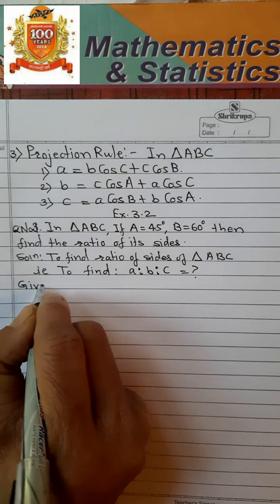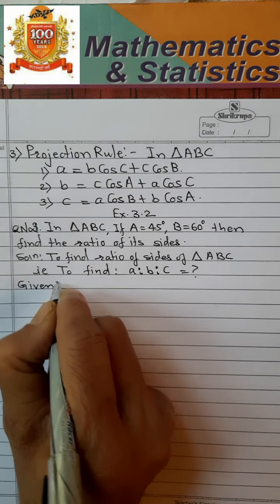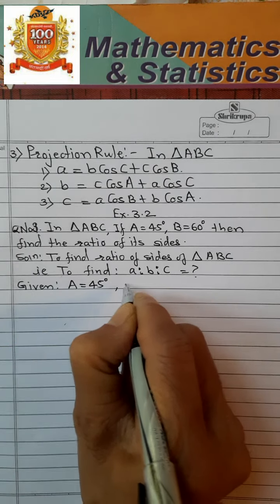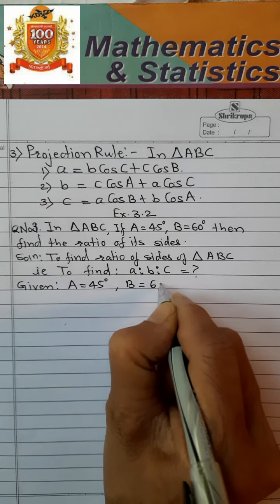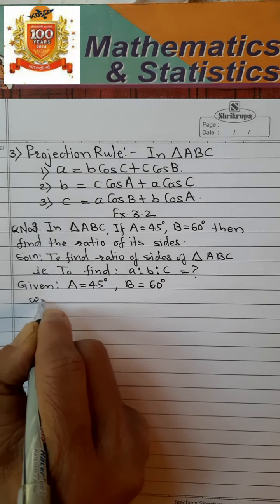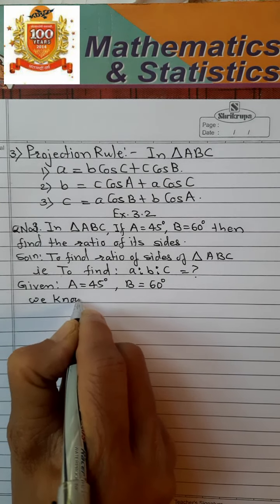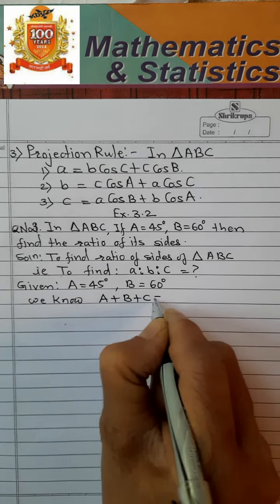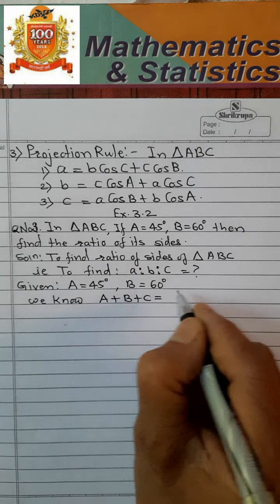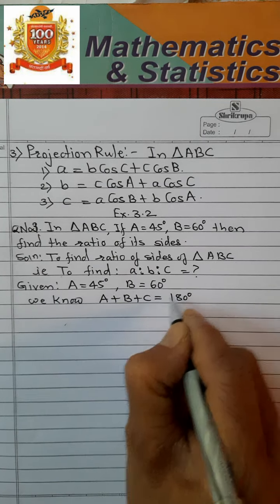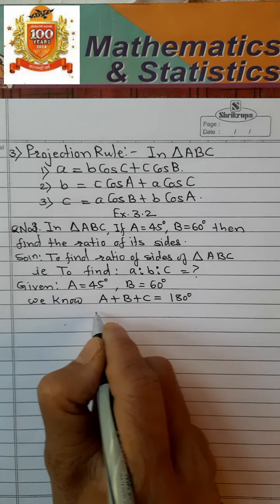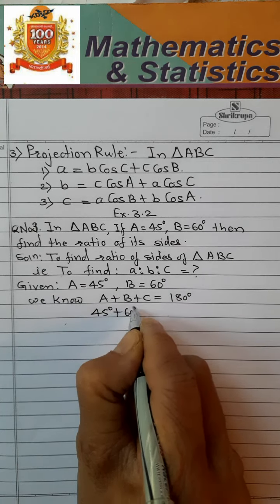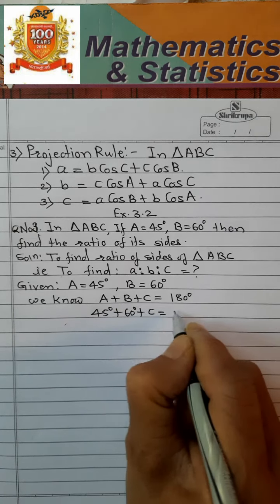Given angle A is equal to 45 degree, angle B is equal to 60 degree. We know angle A plus angle B plus angle C is equal to 180 degree. Therefore 45 degree plus 60 degree plus angle C is equal to 180 degree.